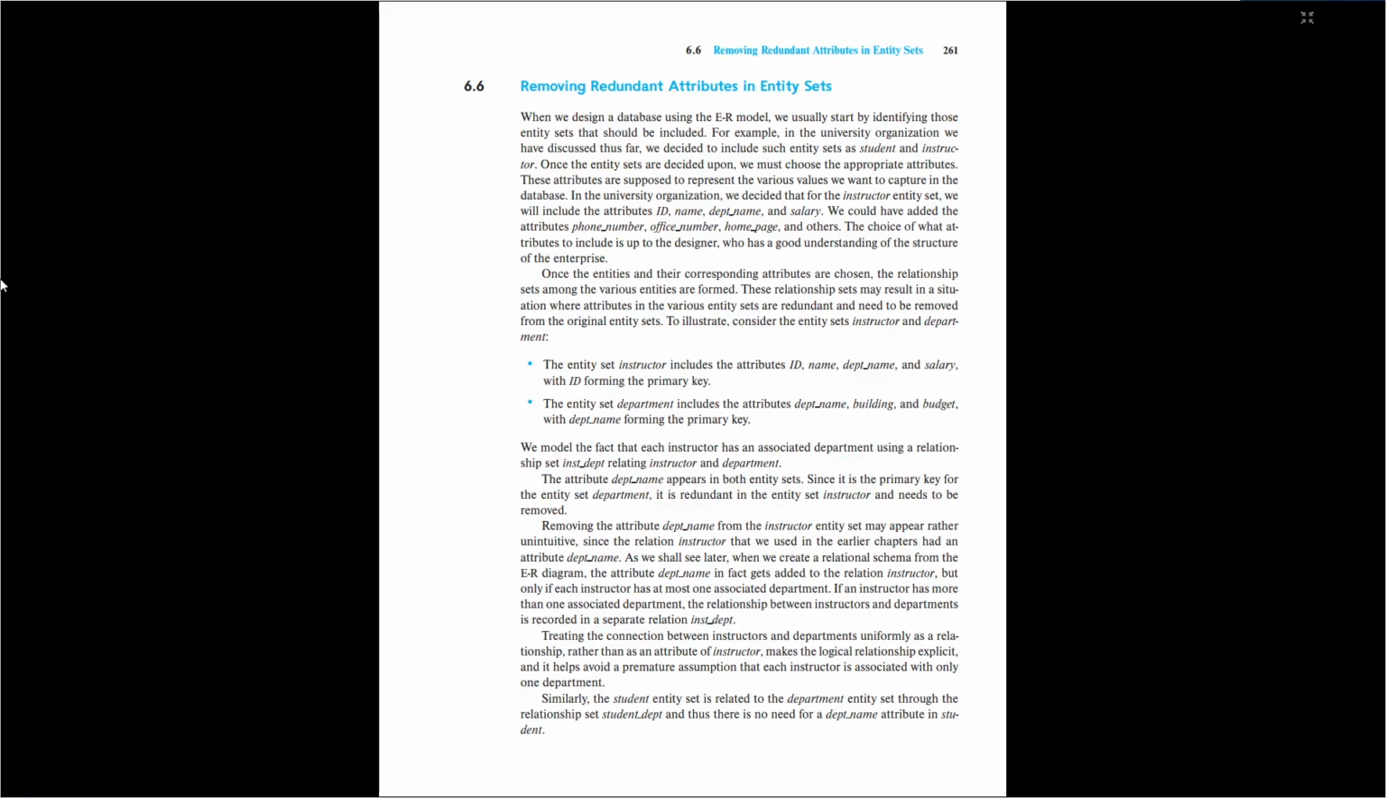In the university organization, we decided that for the instructor entity set, we will include the attributes ID, name, dept_name, and salary. We could have added attributes such as phone number, office number, homepage, and others. The choice of what attributes to include is up to the designer, who has a good understanding of the structure of the enterprise. Once the entities and their corresponding attributes are chosen, the relationship sets among the various entities are formed. These relationship sets may result in a situation where attributes in the various entity sets are redundant and need to be removed from the original entity sets.